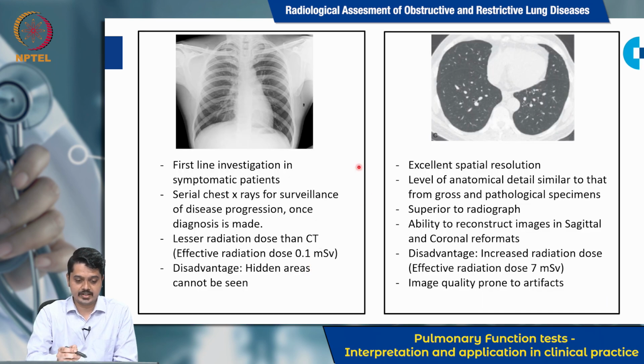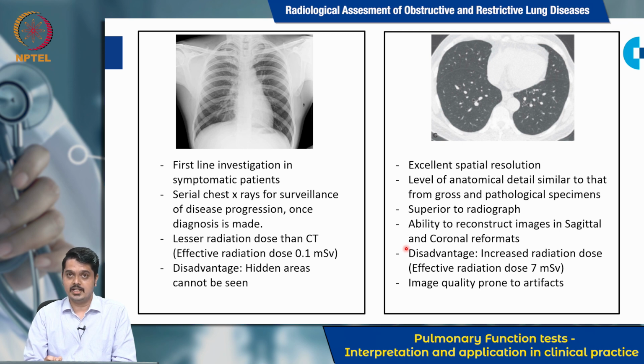We shall see the differences between X-ray chest and CT chest. X-ray chest is the first line investigation used in symptomatic patients. It is used for surveillance of disease progression once the diagnosis is made. The advantages of chest X-ray are that it is cheap, it is easily available, and radiation dose is less. Disadvantage is hidden areas cannot be seen. CT scan on the other hand has excellent spatial resolution.